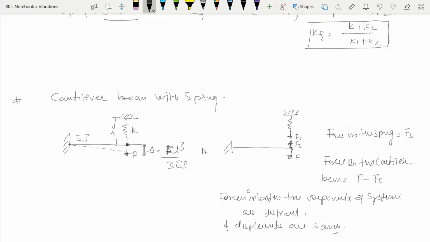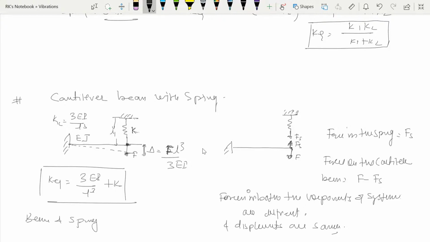So here, as we know, the equivalent stiffness of the cantilever beam is 3EI over L cube, and the stiffness of the spring is K. So we can say K equivalent is 3EI over L cube plus K, right? Because both of the systems are in parallel, spring and cantilever both are in parallel. So we can write that beam and spring are in parallel, because we know that a parallel system has different forces and the same displacement.